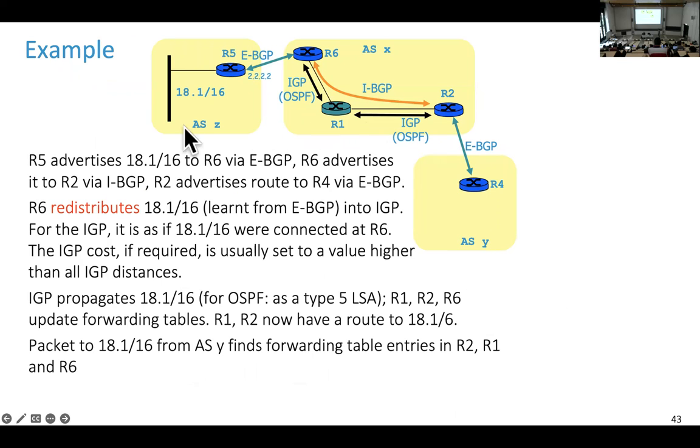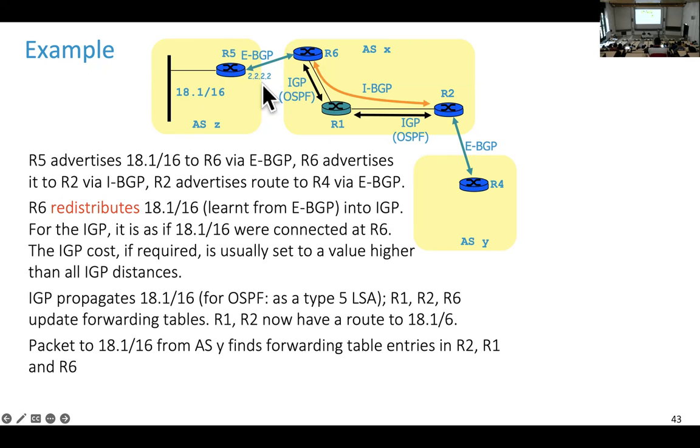So here we have three domains, three ASes: ASX, ASY, and ASZ. Every router except R1 runs BGP, they speak BGP. And R6 learns a route to 18.1 through BGP from R4.